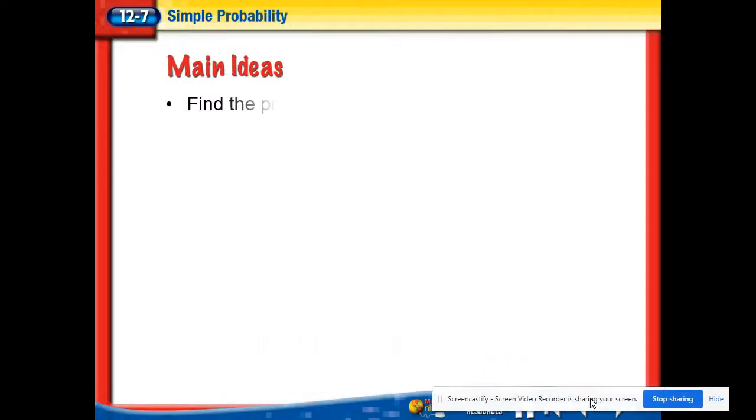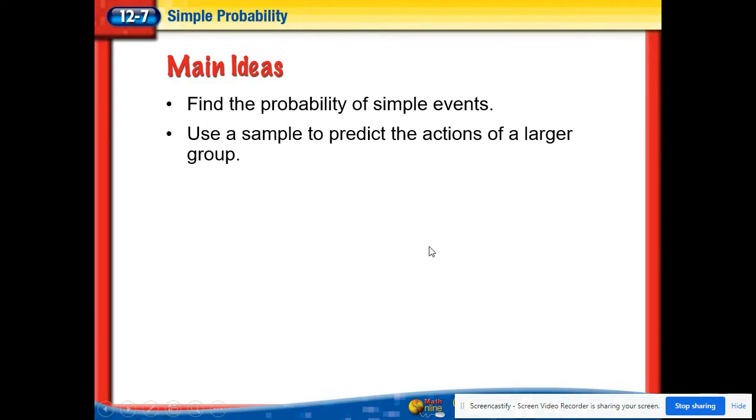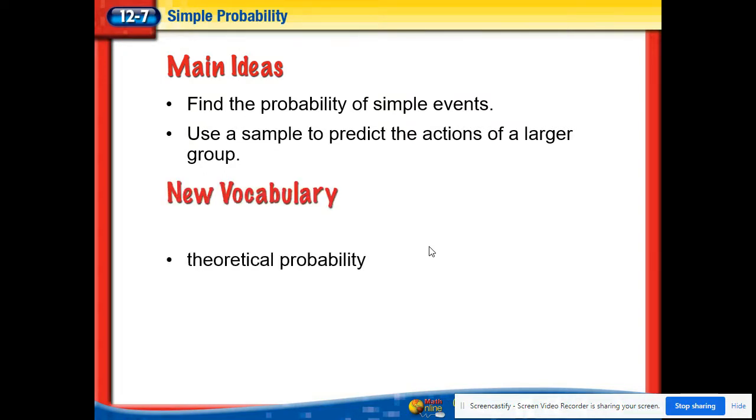All right, today we're going to be talking about simple probability. Probability of simple events, and then we're going to use the sample to predict some values for a larger group. So some new vocabulary, we're going to talk about theoretical probability and experimental. Theoretical is what we're going to figure out what should happen. Experimental is like if we actually go and do the experiment, what will we have?